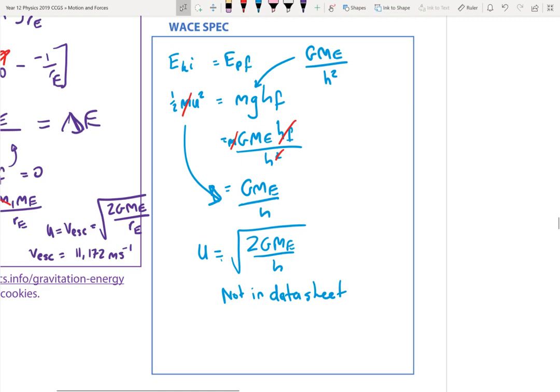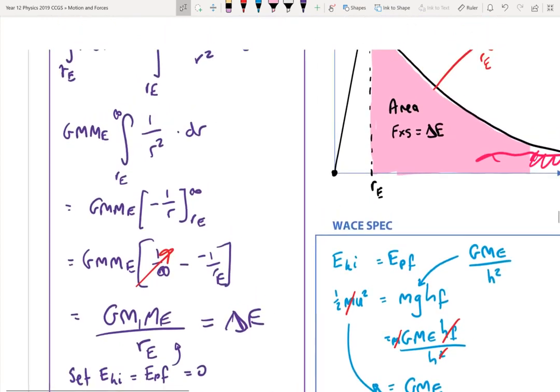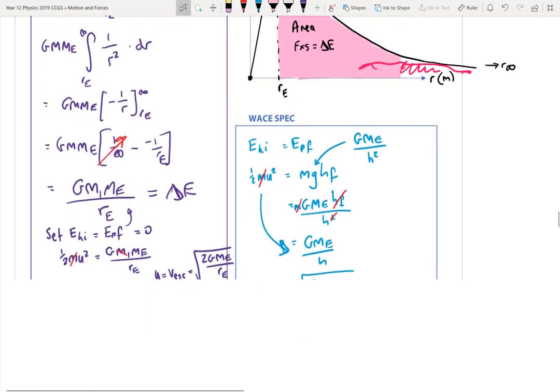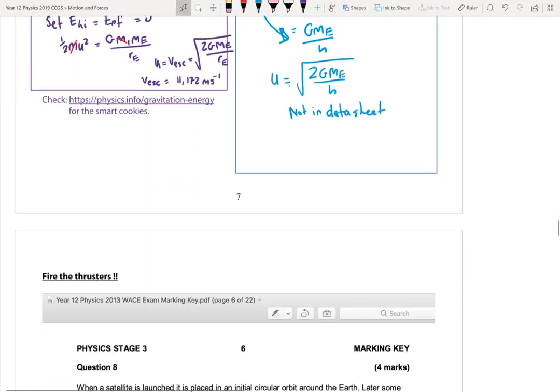Okay? Yes? Aren't you unable to use mgh if it's not within a tiny band? That's why we would go down this path to show this is the correct working out. Okay? So would you put that in the tip? Yeah, you can't do that, right? Not really, no, because it's not quite correct.